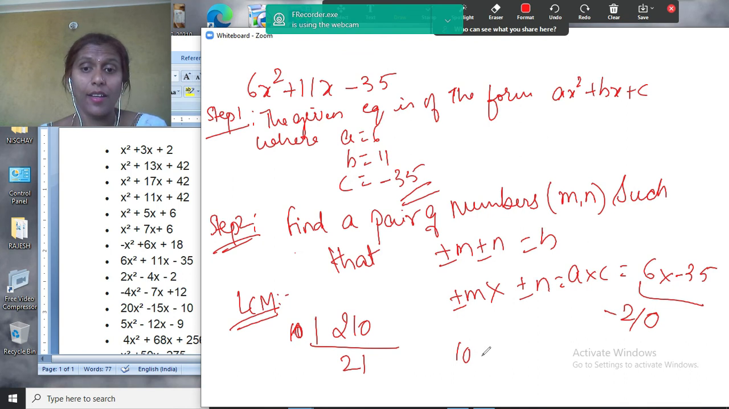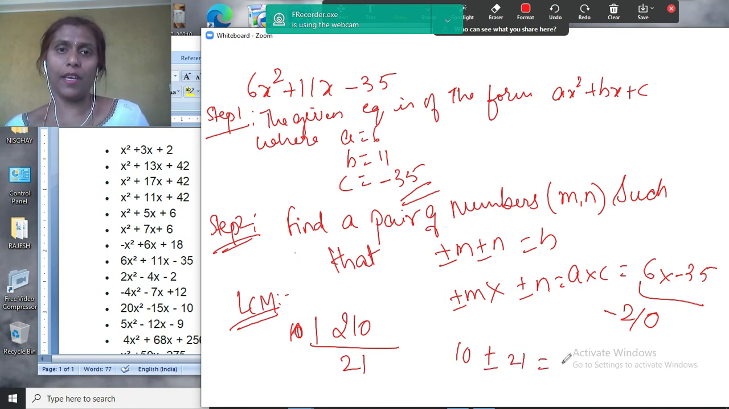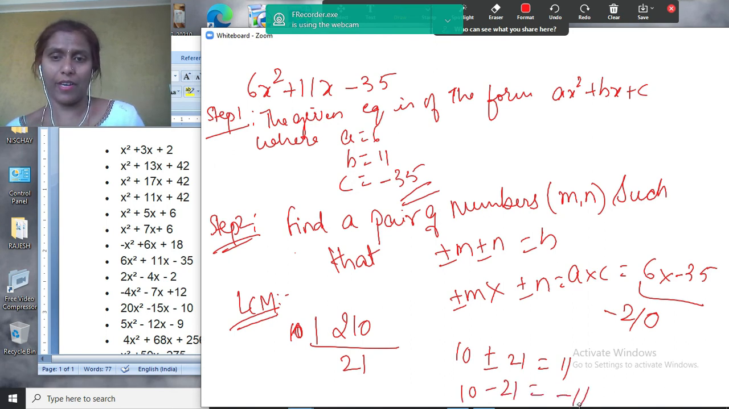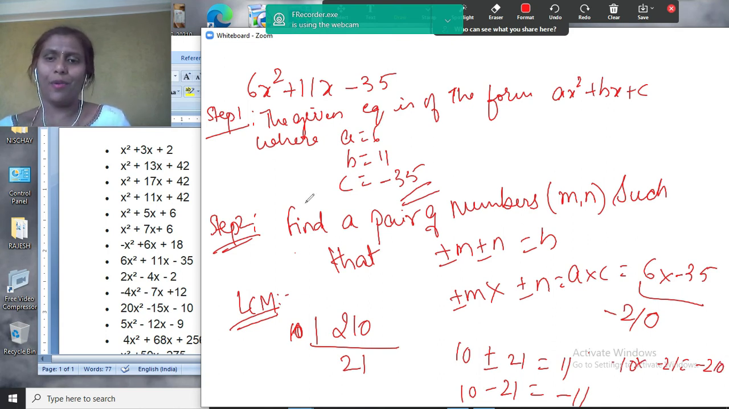Okay, if that's the case, 10, let me work now with the justification, whether this will satisfy my conditions or not. What are my conditions? 10 plus or minus 21 should give me 11. So 10 minus 21 will give me minus 11. Okay, if that's the case, that's fine. And 10 into minus 21 will give me minus 210. Right. Now, here see the trick. It is supposed to be plus 11.